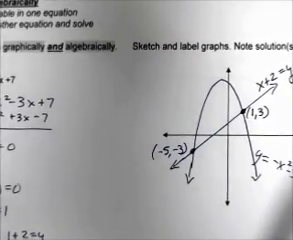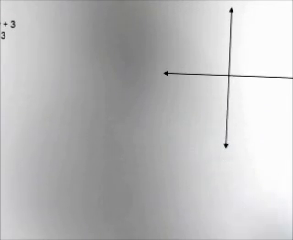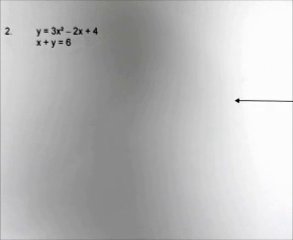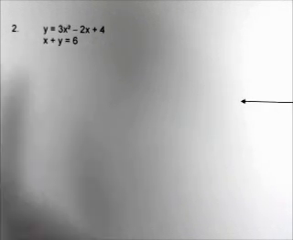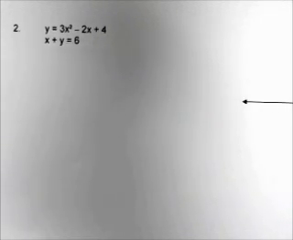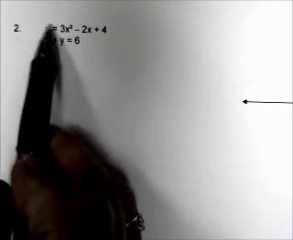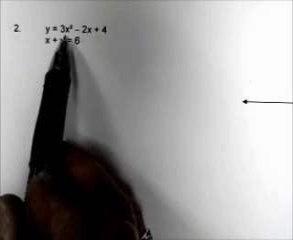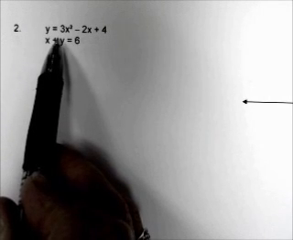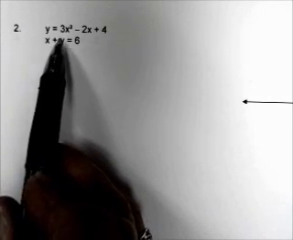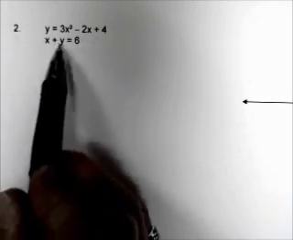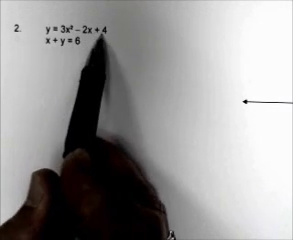Next, page 10. Number 2. Our first equation here is our quadratic. Our second is our linear. This one is already isolated, right? The y is isolated. So what we can do is simply replace y in our linear with the three terms.